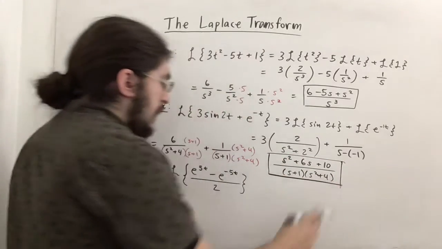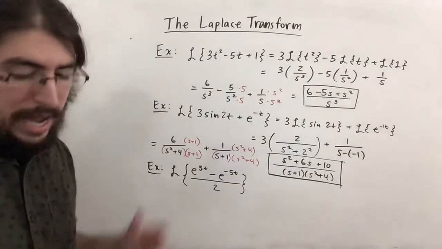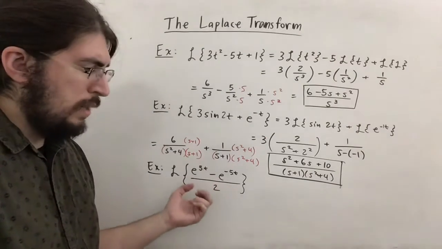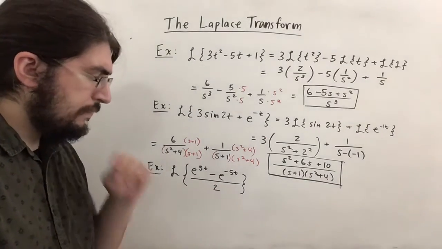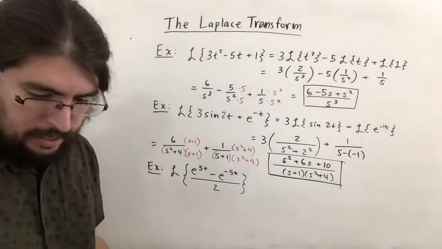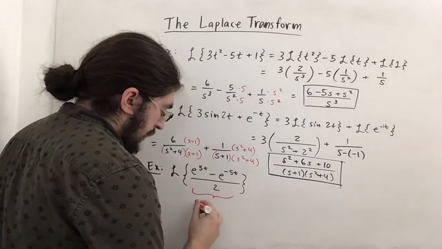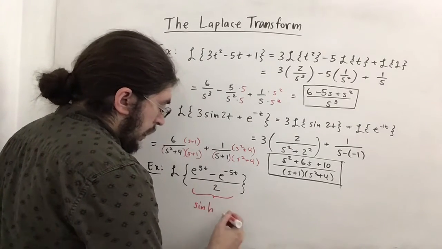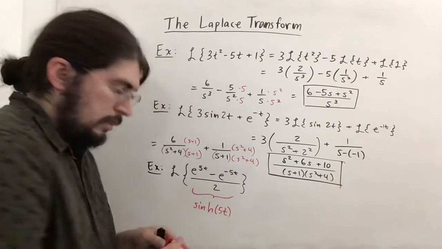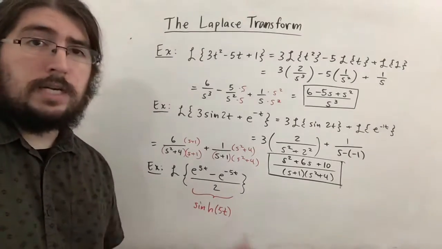Awesome. So now let's see if we have space here for this last one. If you haven't seen this before, I believe this one is sine. So this is actually called hyperbolic sine, or sine hyperbolic, of, in this case, 5t. It's kind of a strange thing, but there are two of these: sine hyperbolic and cosine hyperbolic.